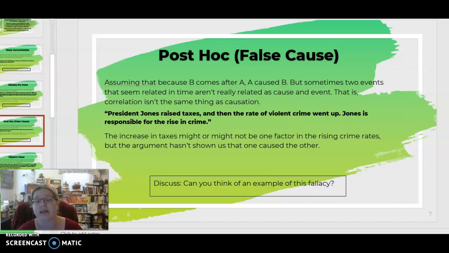The false cause fallacy, sometimes called post hoc, is assuming that just because one thing comes after another thing, the first thing caused the second thing. And that's not always the case. President Jones raised taxes, and then the rate of violent crime went up. So Jones is responsible for the rise in crime. Obviously, you can't always dictate that just because two things happened closely related in time, that they're related in any other way. You can't say that one caused the other one.